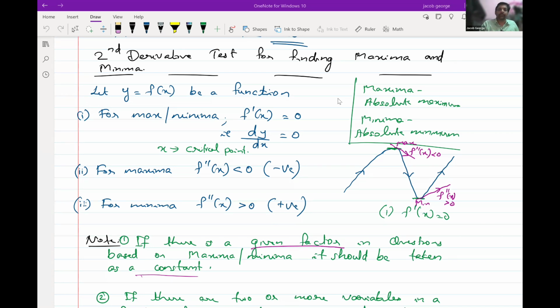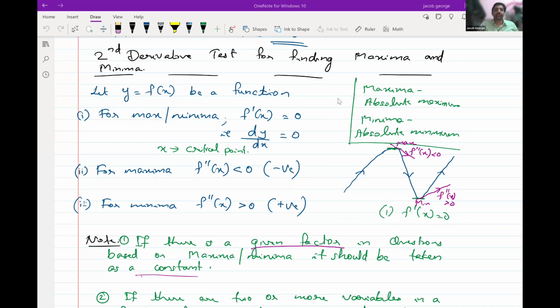Second derivative test for finding maxima and minima. This is the theory part. Let y is equal to f of x be a function. We have to take the function as y is equal to f of x be a function.